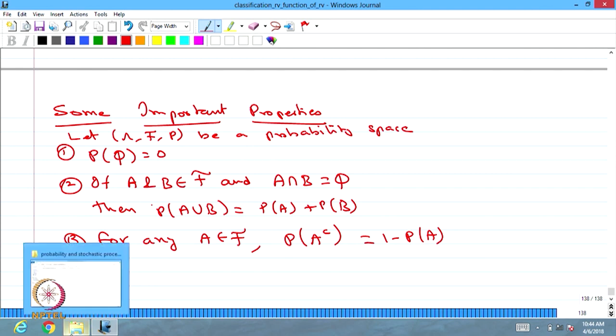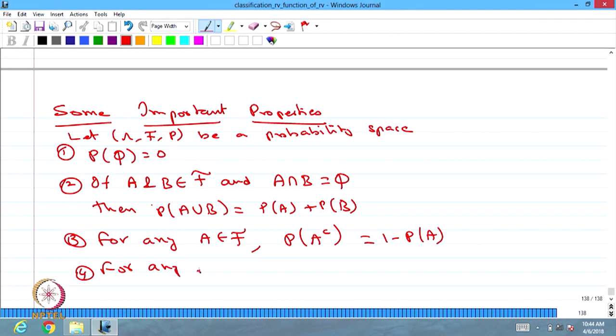The fourth result: for any two events A, B belonging to F, you can always have P of A union B the same as P of A plus P of B minus P of A intersection B. As in result 2, when A intersection B is the empty set, then it is going to be just P of A plus P of B. There is no minus P of A intersection B.